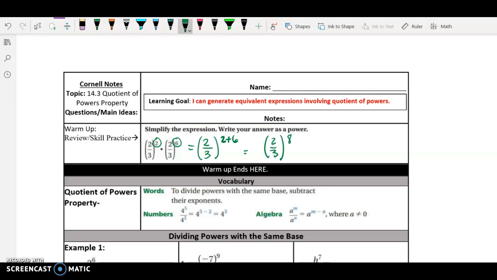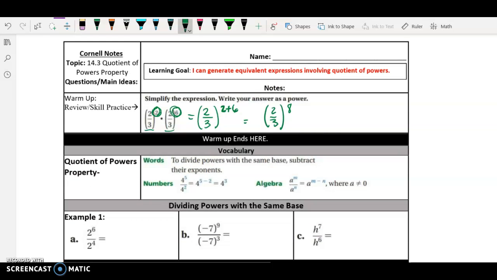So you can see that we have the same base, and since we have the same base, that means that we can use our exponents rule. And so we know that we can add our exponents. So 2 plus 6 is 8, so we have 2/3 to the 8th power.